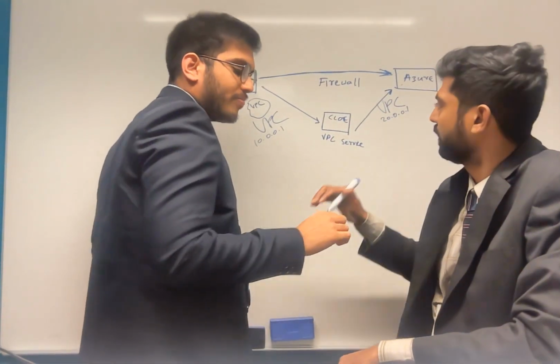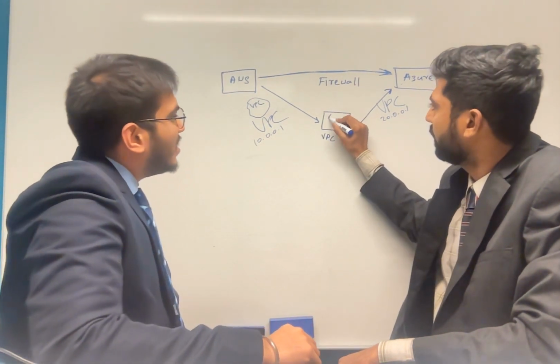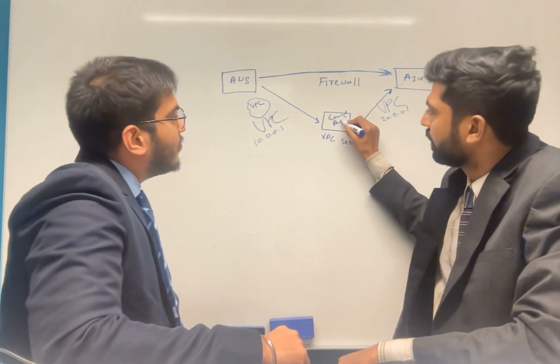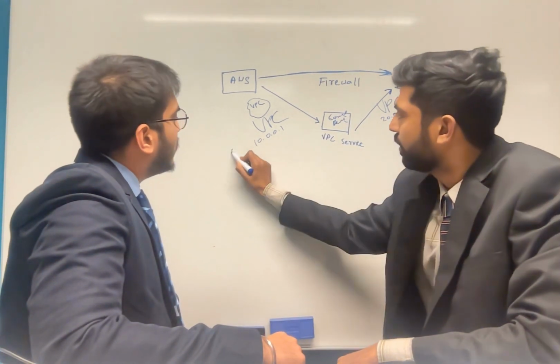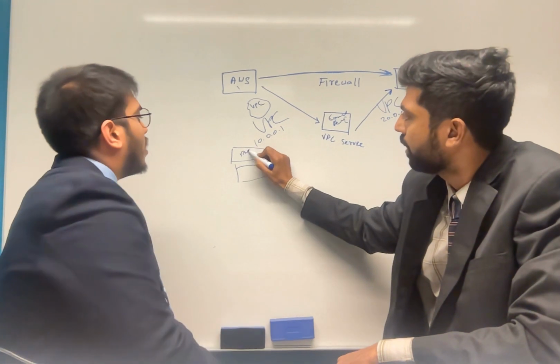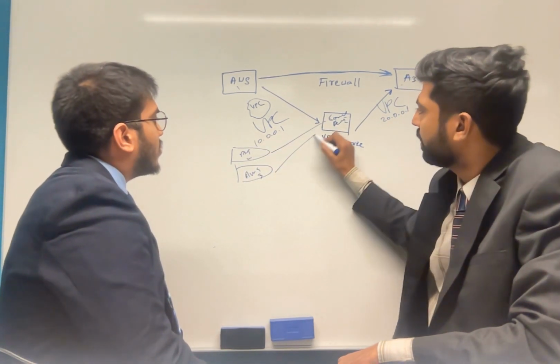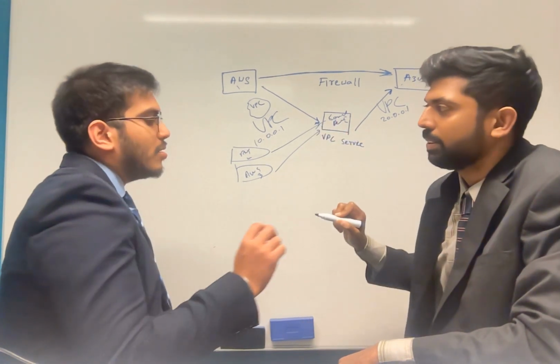So basically you have a connectivity account. Why do we use this connectivity account? For example, we have one AWS account, AWS 2 account, AWS 3 account. All of these can be connected to the connectivity account.